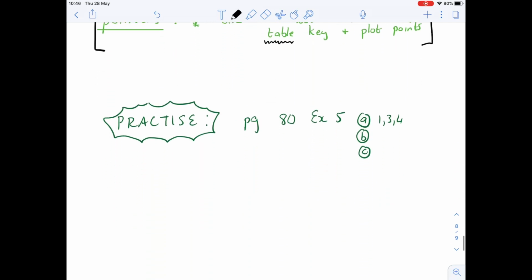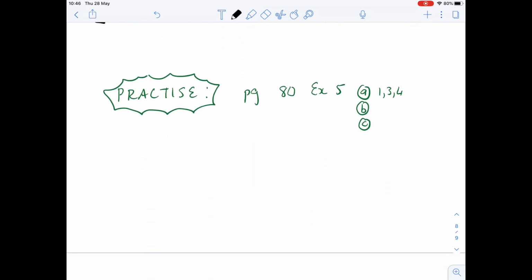Now to practice a few grade 11s, it practices on page 80, exercise 5, A, B, and C. The memo is already up, so once you've done A, B, C, go and check the memo. You've got 2 days to do this, Friday and Monday. So good luck.